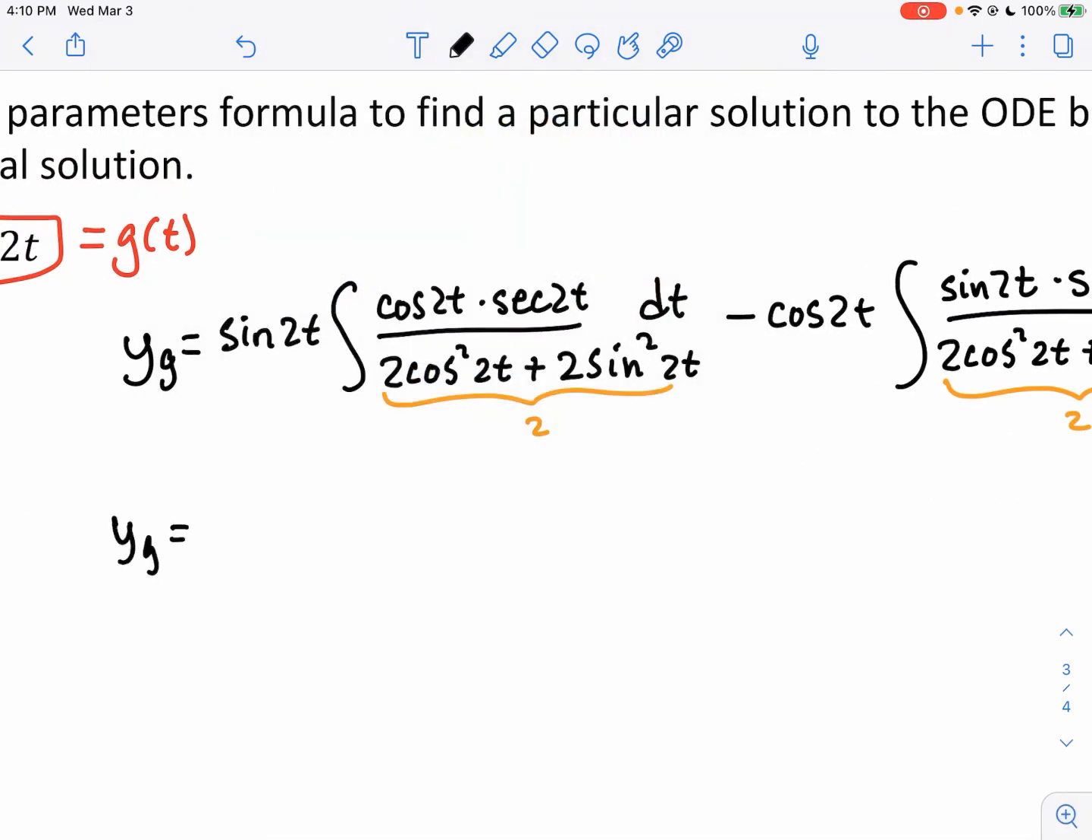That's convenient. So I'm going to factor that 2 out. So we have a 1/2 sine 2t times the integral of cosine 2t times secant 2t. Well, secant's 1 over cosine 2t, so they just cancel. You get a 1 here. So in the end, all we have is just a 1 that's left over, dt. That's extremely convenient.